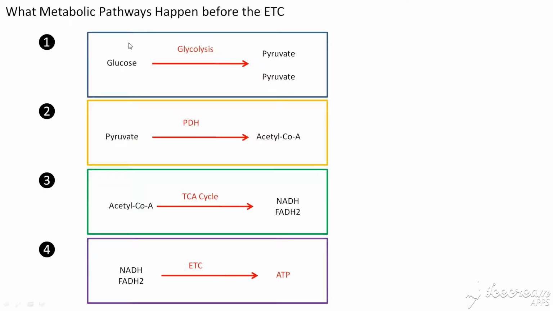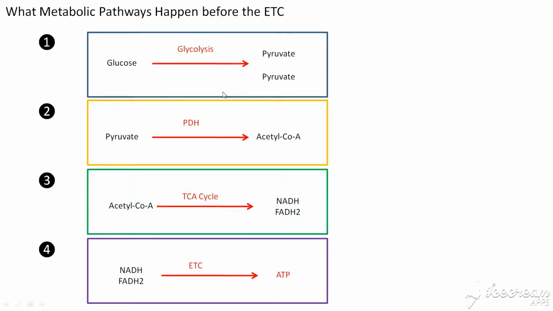The last thing that we need to discuss before we start discussing the details of the electron transport chain is what metabolic pathways take place before the electron transport chain begins to function. Like we said in another video, we discussed the process of glycolysis, in which glucose is converted into 2 molecules of pyruvate. In this process, ATP and NADH are going to be generated. So you get 2 ATPs and 2 NADH molecules.